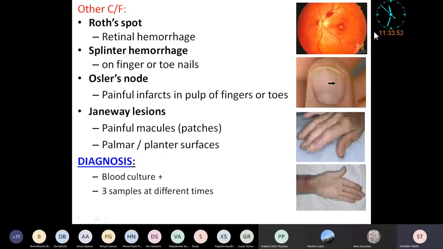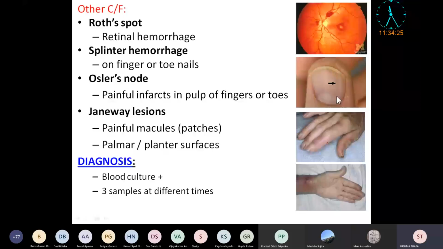Okay, so this is the fundoscopic image, where you directly visualize the retinal layer with the help of the fundoscope. You can see these are the vessels, this is the hemorrhagic area. Okay, next is the splinter hemorrhage. When you see a patient with infective endocarditis, you can see this splinter hemorrhage in the toenails or the fingernails. You can see a linear dark area like this, which is due to the hemorrhage.